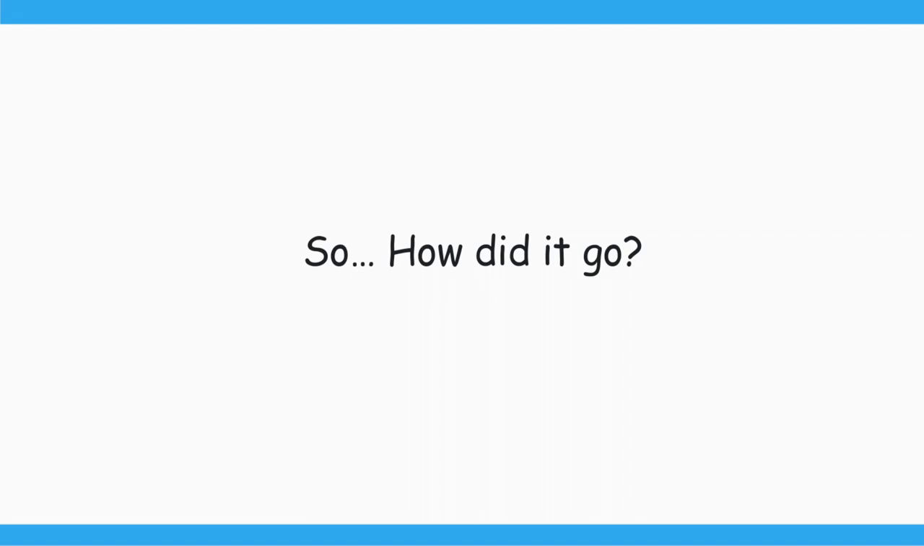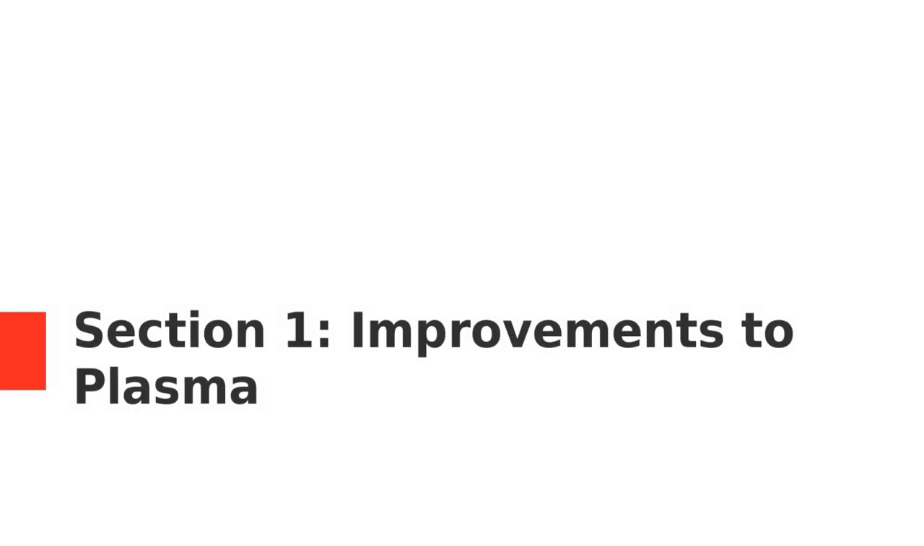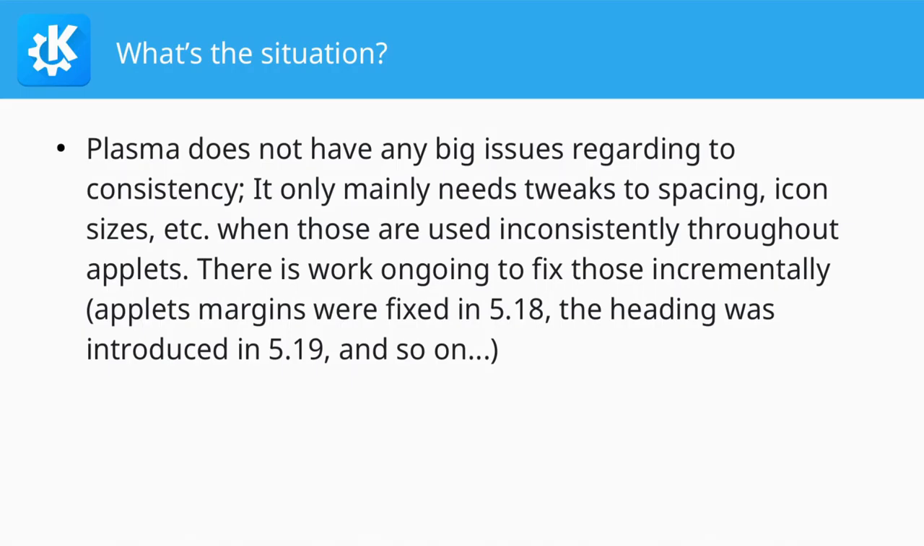So let's start with Plasma. Plasma as a whole doesn't have many issues regarding consistency. It's mainly a need to tweak spacing, icon size, and so on, when those are used inconsistently throughout applets. There is work ongoing to fix those incrementally. We can see applet margins were fixed in 5.18, heading was introduced in 5.19, and so on. So we can actually see now the incremental updates that we have done.